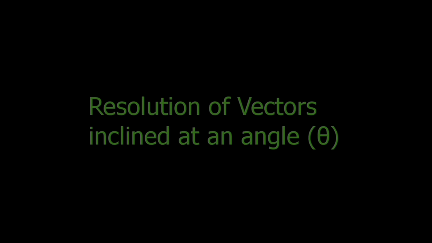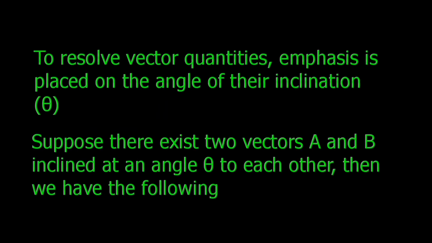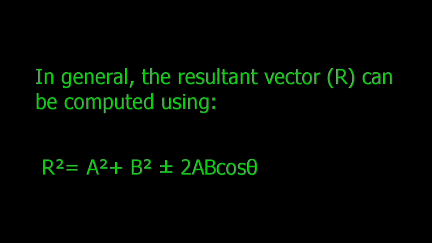For the addition of vectors, we do what is called resolution of vectors, because there is always an angle of inclination between one vector and another. Then for us to add the two vectors together, we must resolve the vectors considering the angle theta between them. Suppose there exist two vectors A and B inclined at an angle theta to each other, then the following holds. In general, the resultant vector R can be computed using R squared equals A squared plus B squared plus or minus 2AB cos theta. From the formula, we can deduce three cases.